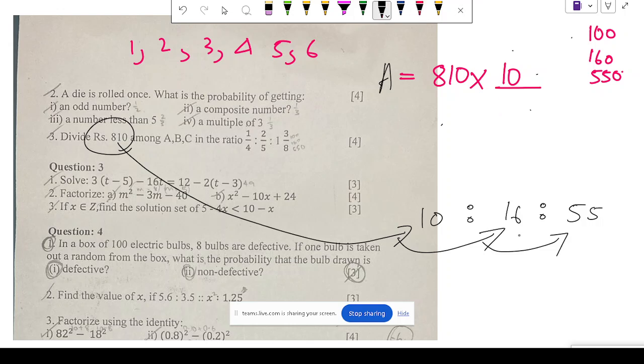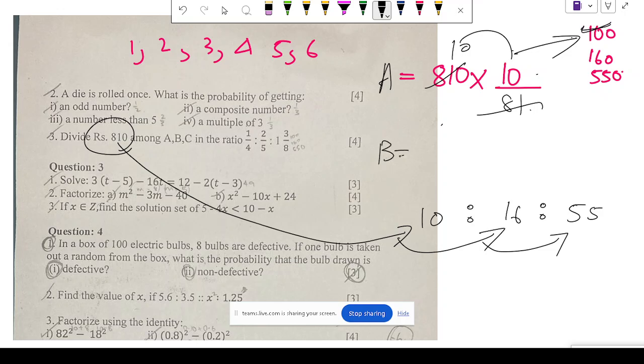What's the total ratio? 55? 81, sir. 81. 55, 55, 75, 80. How many times does it get cancelled? 10 times, sir. So 10 into 10? 100. Very good. So you have done it right. 4 marks question. A is 100.